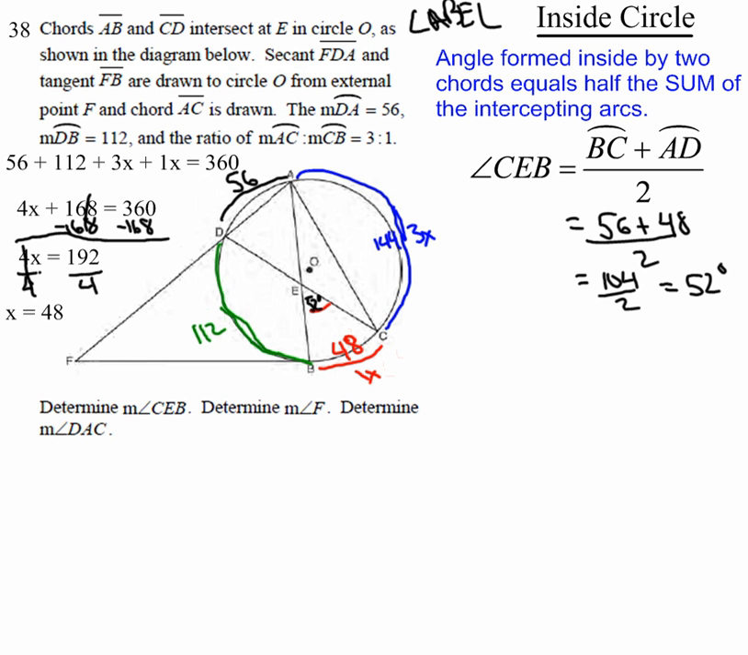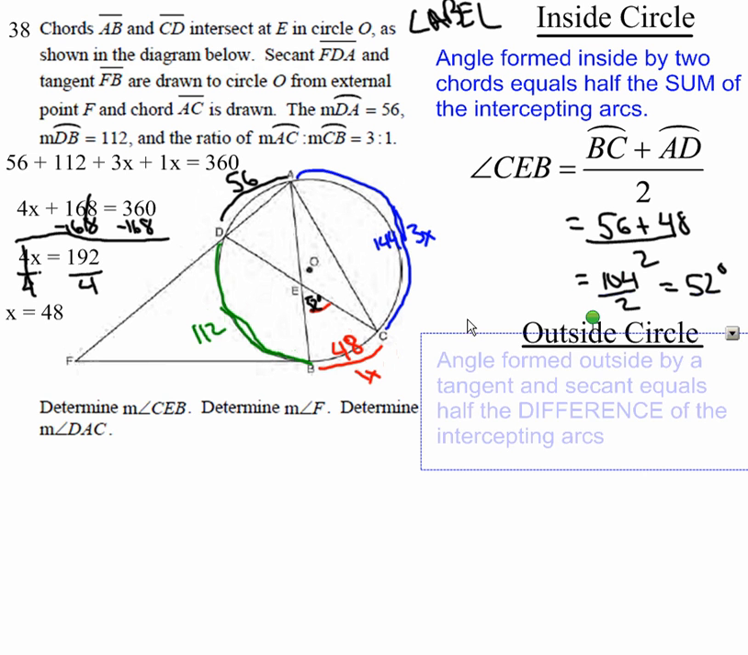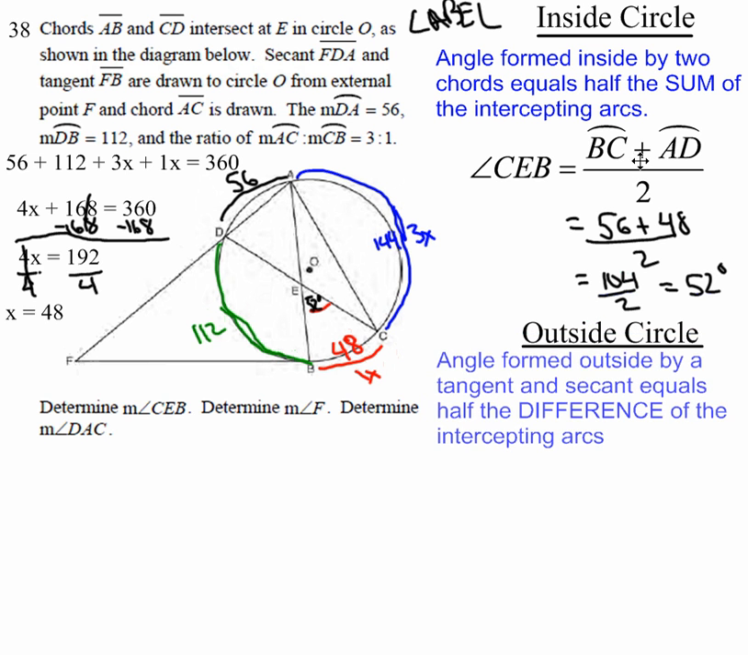Angle F, you should notice, is outside of the circle. How do you find the measurement of an angle formed outside of the circle, in this case by a tangent and a secant? Well, it's similar to what we did up here, except the only difference is that we're going to take the difference of the intercepting arcs, no pun intended.